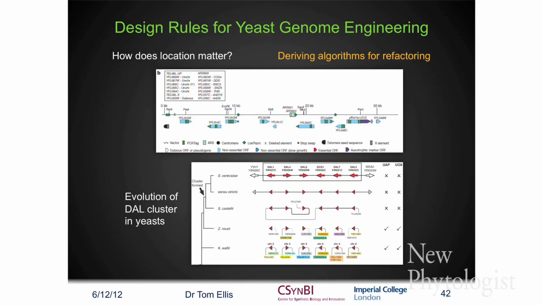For me, design rules for genome engineering is very interesting because there are a lot of potential applications. Talking with Anne in the last couple of years, one interesting one is the clustering of genes. You can see that through evolution in yeast, certain clusters have arisen, such as the DAL cluster, by shuffling the genes of this cluster from separate loci into one specific cluster.